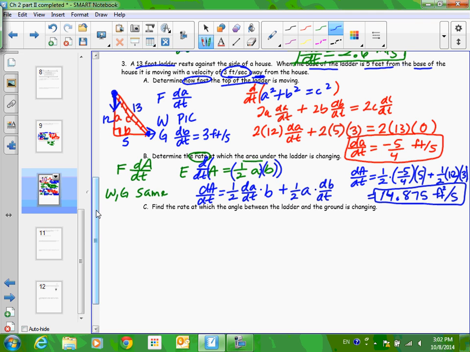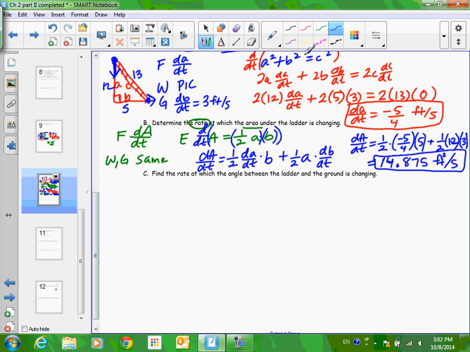All right, I want y'all to do me a favor and put your calculator down and focus on this last part. You can always go back and make sure that you can get that answer. So for the last one, it says find, again, we have a different f. The rate, that's my derivative word. So I'm going to go d over dt, at which the angle between the ladder and the ground is changing. Theta, exactly. We're going to use theta. You don't like theta? Use x. I don't care. I am going to use theta.